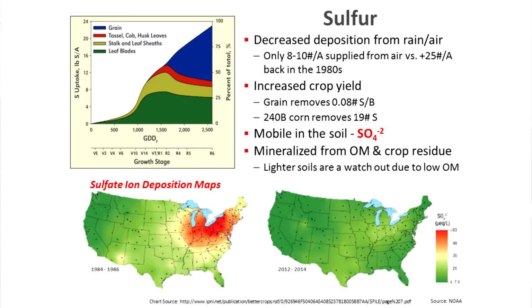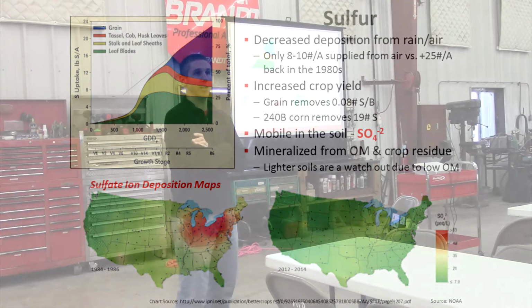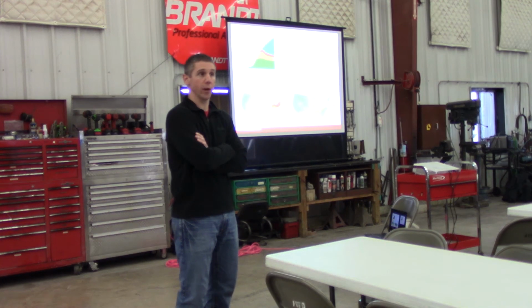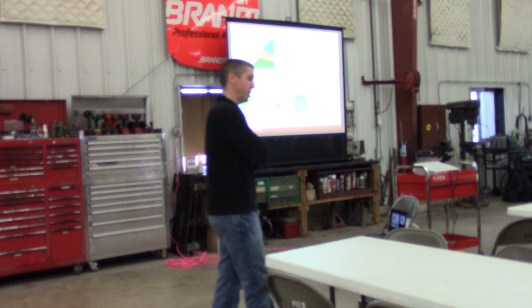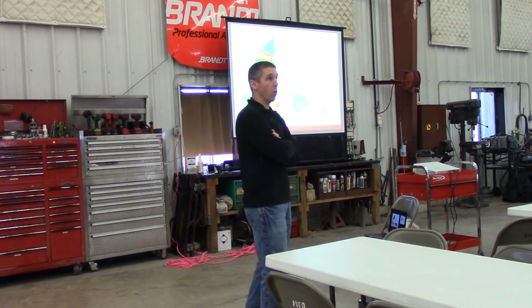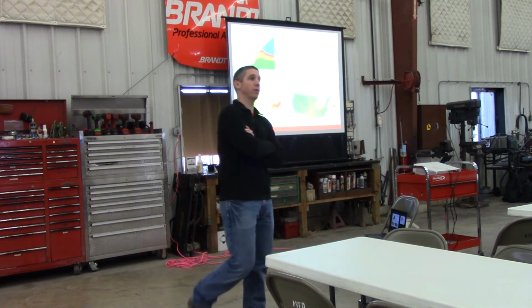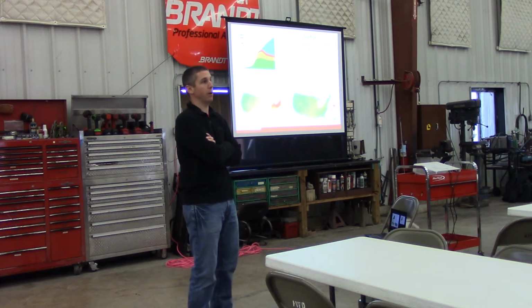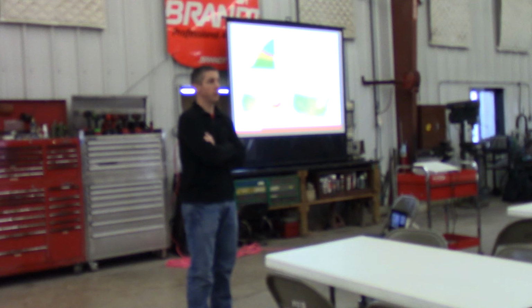A bushel of corn is going to take off about 0.8 pounds of sulfur per bushel. So looking at a 240 bushel corn crop, it's going to take off around 20 pounds of sulfur, and you're only getting 8 through the air. That's why we're starting to see these responses. You couple in the fact that a lot of sulfur is mineralized just like nitrogen from the organic matter, so you definitely want to target sulfur on your lower organic matter soils. That's where you'll see the first response, but we feel like we're seeing a response in all soils.